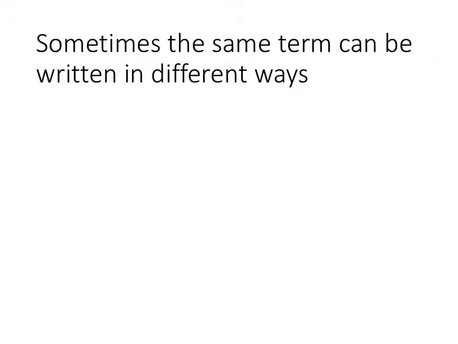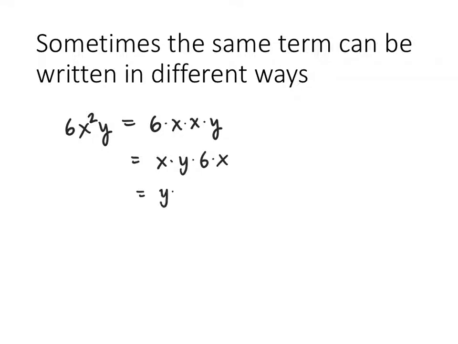We already saw this a little bit, but sometimes the same term can be written in different ways. Let's take a look at the term 6x squared y. So what this really means is 6 times x times x times y. We have x twice because we have x squared, and x squared means x times x. But we can rearrange those 4 individual pieces, 6, the 2 x's, and the y, in any order we like. So we could write this as x times y times 6 times x, or y times 6 times x, etc. So we can arrange them however we want.